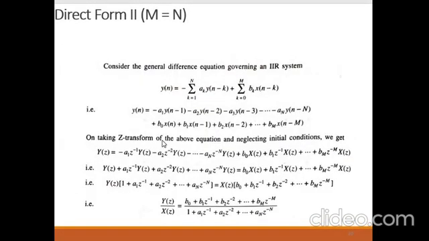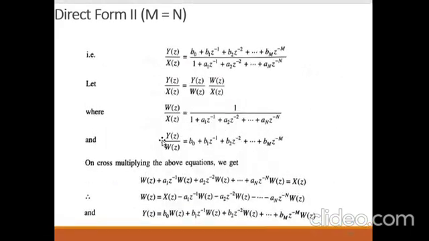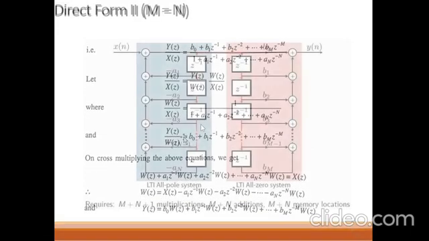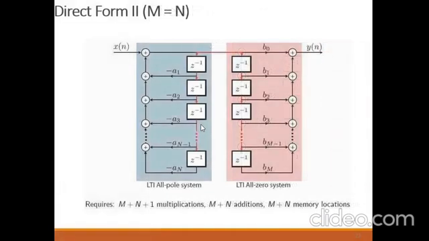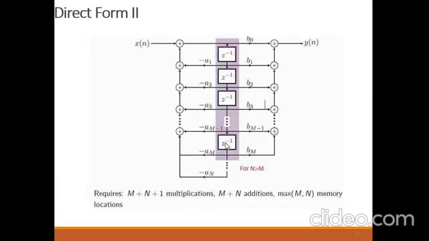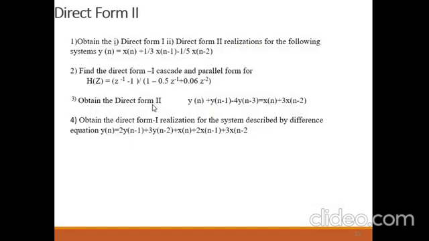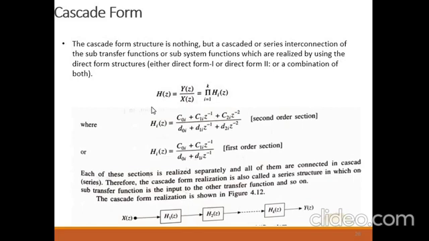The second direct form, usually the general equation is in this form, where direct form 2 requires m plus n multiplications, m plus n additions and m plus n memory locations. The direct form 2 has this form, where n is the maximum number of additions, and it requires m plus n maximum elements. Next is the cascading form.